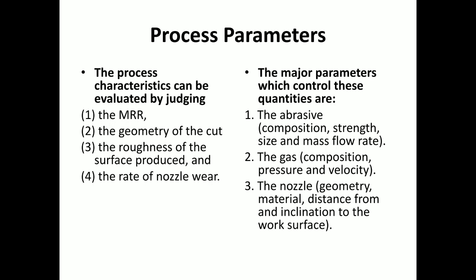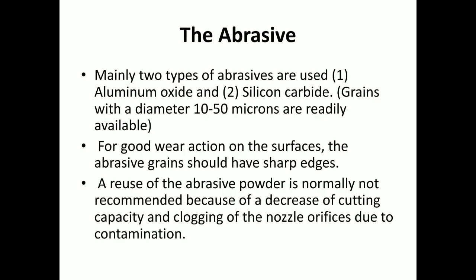These parameters will affect the output of this process, and these are called process parameters, which define the performance of that process. Now we will define them one by one. The first one is the abrasive. Which type of abrasive is used determines the process output or the MRR.